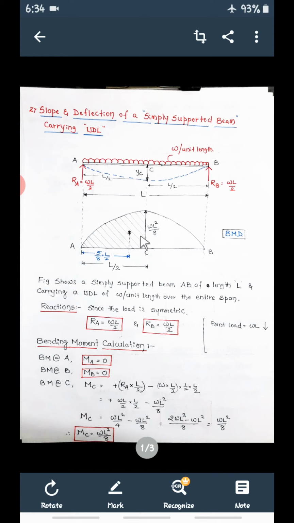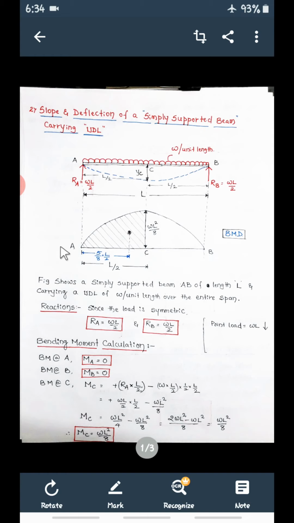Now in the previous case we have joined in a triangular form, but here that is not the case. Now a UDL is acting here. So throughout the span UDL is acting, which means here it is 0, here it is WL square by 8, this distance is WL square by 8, and here it is 0. Since it is a UDL, you have to draw a parabolic curve.